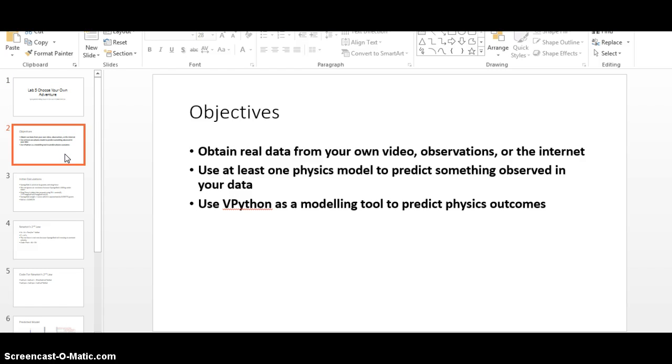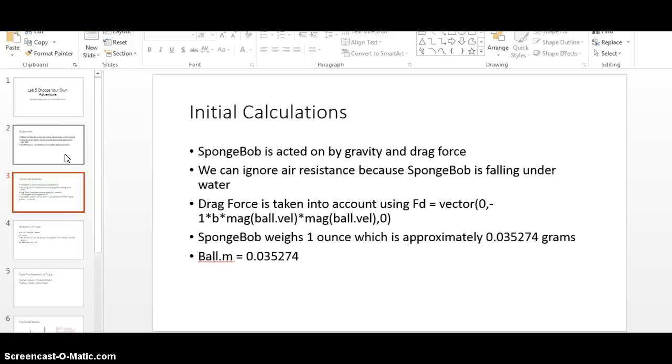Objectives. The objectives for this lab: to obtain real data from your own video, observations, or the internet. Use at least one physics model to predict something observed in your data, and use VPython as a modeling tool to predict physics outcomes. The initial calculations for SpongeBob.